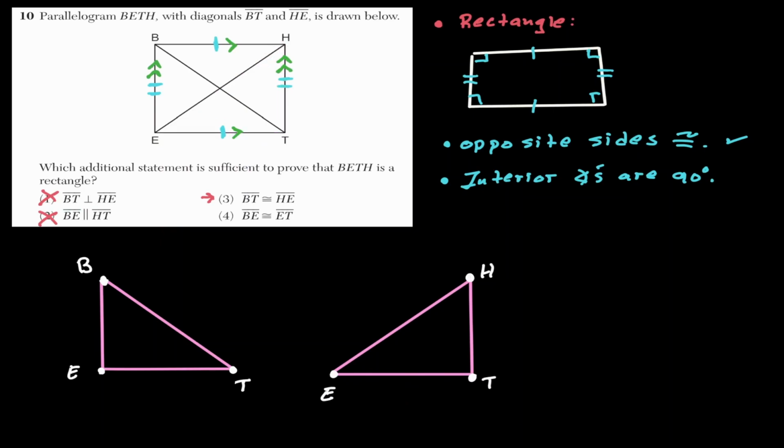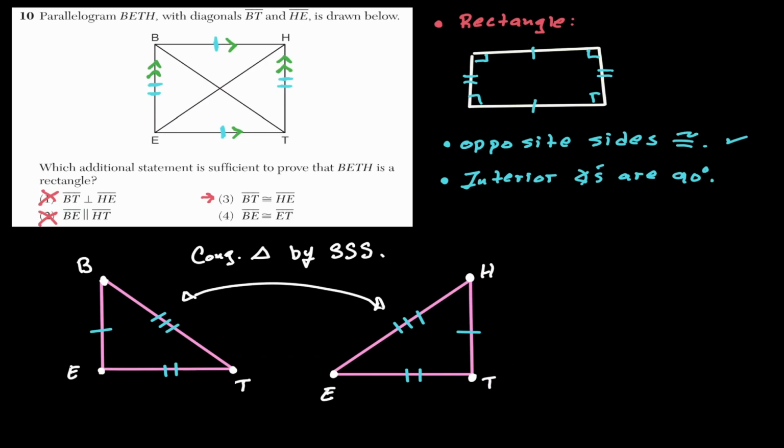Now, is there anything that we can say about these triangles? Well, to start with, BE is congruent to HT. That was a property of a parallelogram. Well, they both share the line segment of ET, so it must be congruent to itself. And right now we're considering that BT is congruent to HE. So we're saying that this section is congruent to this section. So now notice that right now we have two congruent triangles by side, side, side.